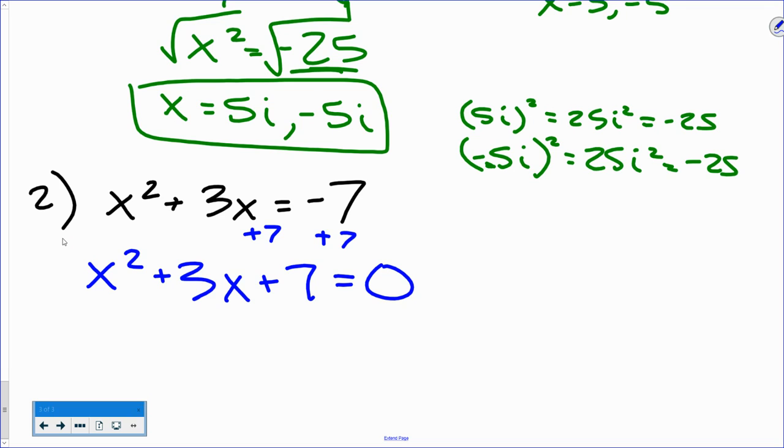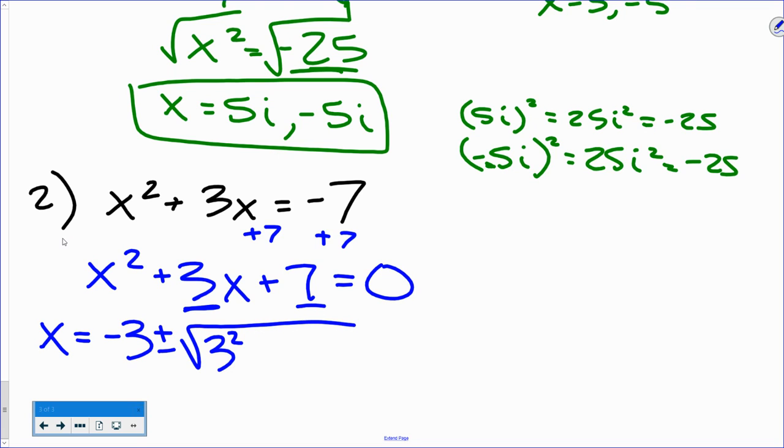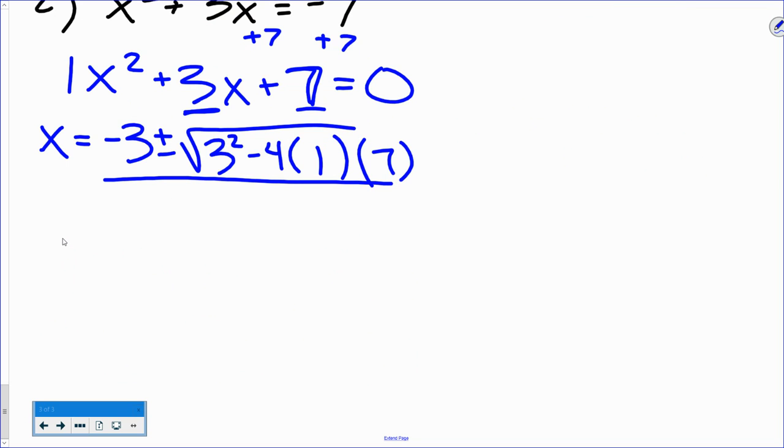Okay. There is nothing that multiplies to 7 and adds to 3. So I know for sure this can't be factored. So my only option is quadratic formula right now. So I'll take x equals. My b is 3, so I use the opposite of 3. Plus or minus the square root of my b squared minus 4 times my a, which is 1, times my c, which is 7, all over 2 times my a.